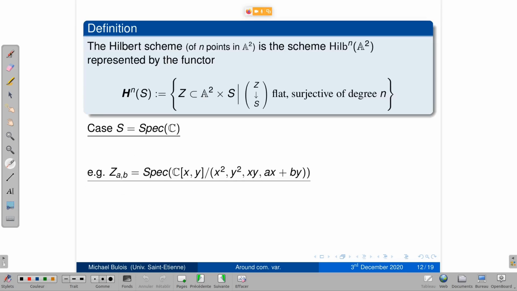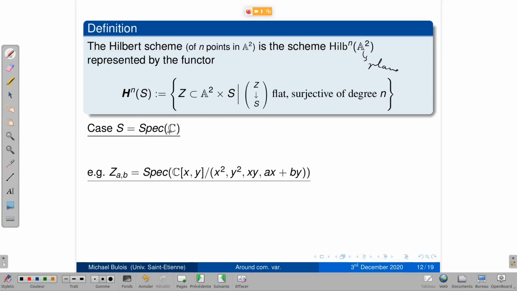So what is the Hilbert scheme? The Hilbert scheme is defined via a representable functor. Applied to a scheme S, this is the set of subschemes Z of the plane A2 times S, where we want that Z over S is flat surjective of degree n. So when you have a representable functor, what you want to do is to understand it first at the level of points, the C points.